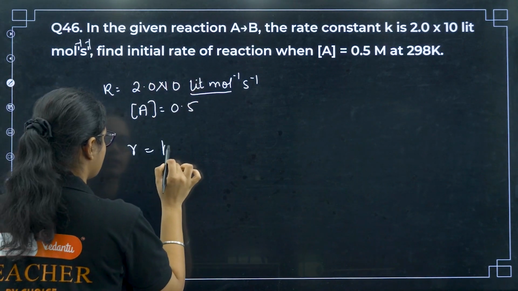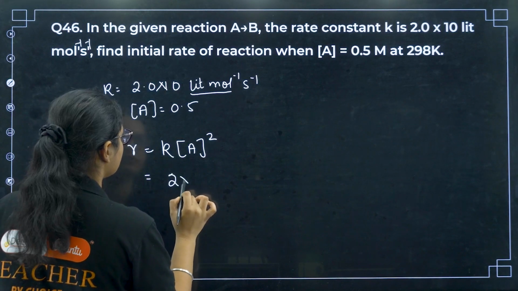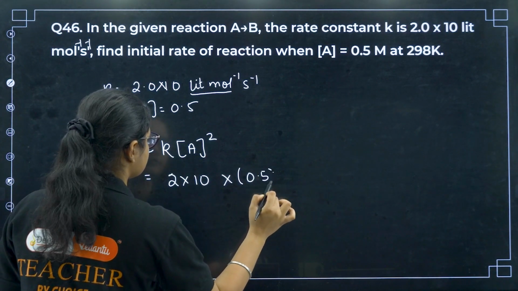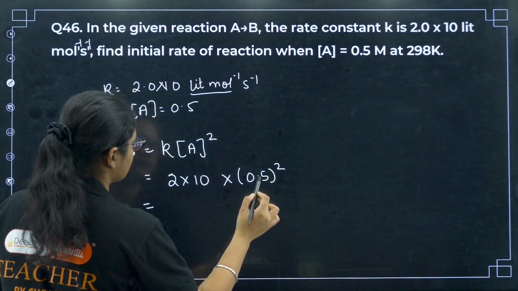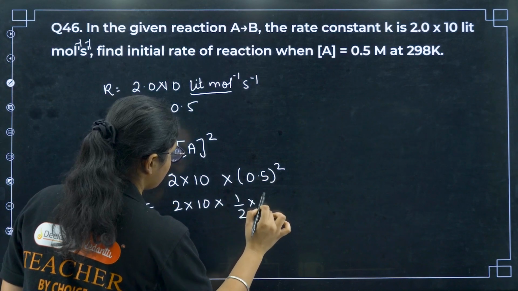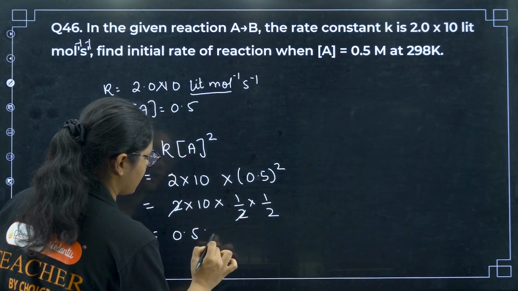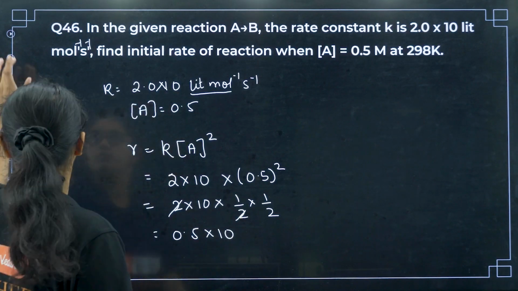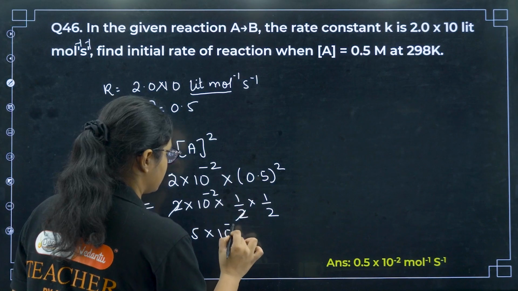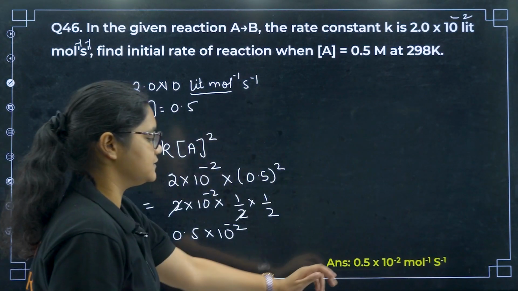So I can write R is equal to K into A square. K value is 2 into 10, into A square means 0.5 square. So I can write it as 2 into 10 into 1 by 2 into 1 by 2. So I can cancel this, so I will get 0.5 into 10. I think the power here must be minus 2, so the answer is 0.5 into 10 to the power of minus 2.